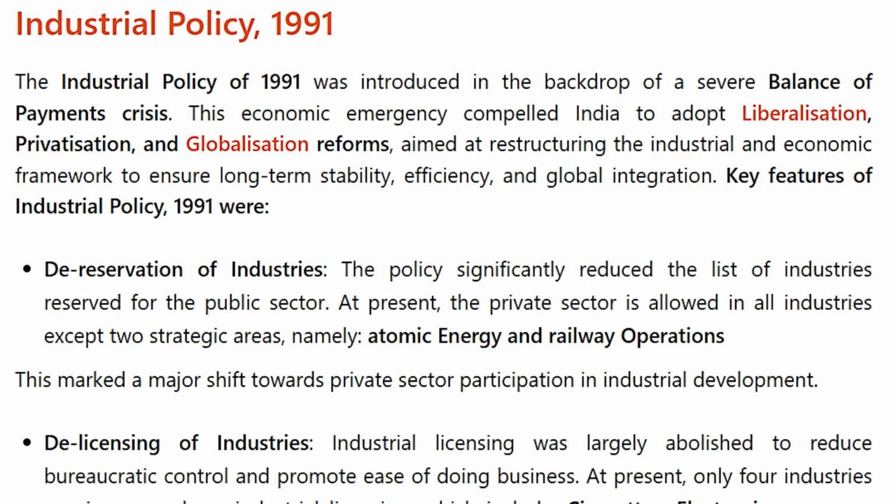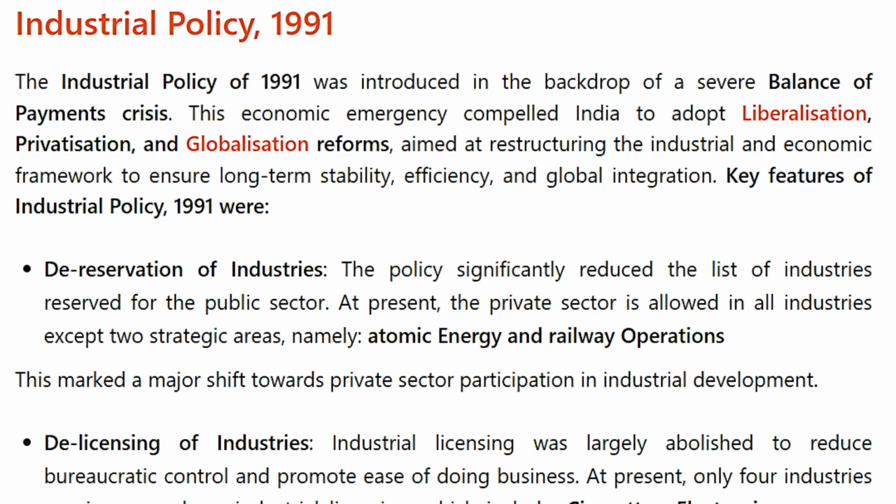Key features of industrial policy, 1991. Dereservation of industries. The policy significantly reduced the list of industries reserved for the public sector. At present, the private sector is allowed in all industries except two strategic areas, namely, atomic energy and railway operations. This marked a major shift towards private sector participation in industrial development.